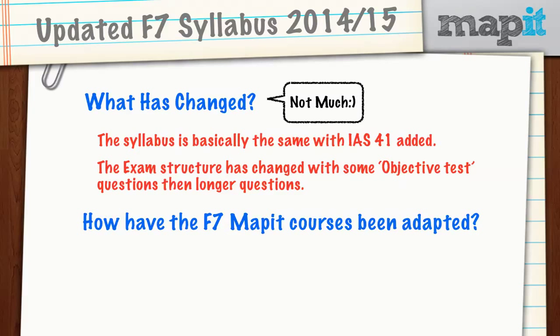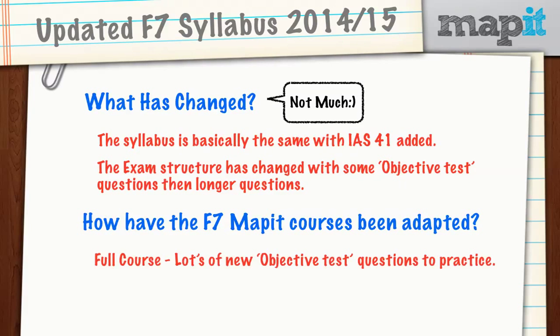Now, how have we adapted for that? Well, when it comes to the full course, we've added lots of new objective test questions. So we've got multiple choice questions at the end of each chapter, starting with the groups. There's a groups multiple choice test. And then at the end of each of the IFRS chapters, we have multiple choice questions to practice on. Aside from that, the lectures are the same, the illustrations are the same. In fact, the illustrations will be more akin to short form questions, aside from some of the longer groups illustrations.